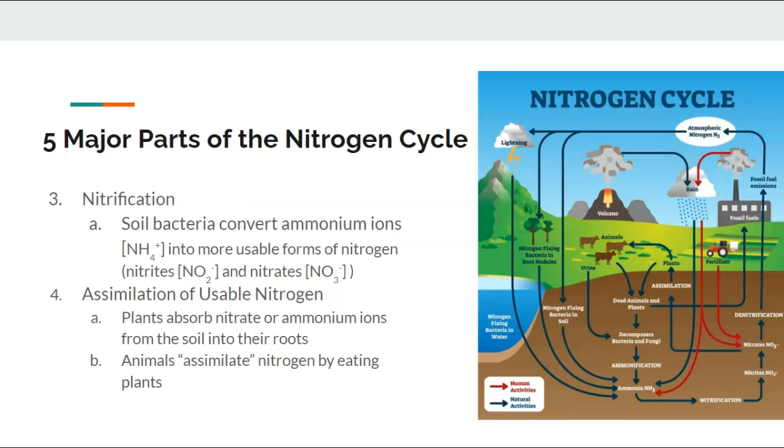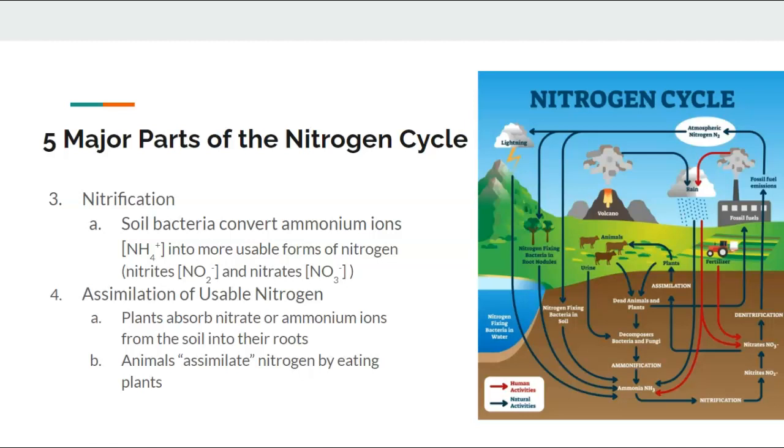The third major part of the nitrogen cycle is nitrification. So this is when soil bacteria then take this ammonia that was formed and convert that into nitrites and nitrates. Just more types of nitrogen that can be used from living things. And you see that on the bottom here, right? Nitrification happens and you can create nitrites and nitrates right here, which then can be used by organisms if they need nitrogen.